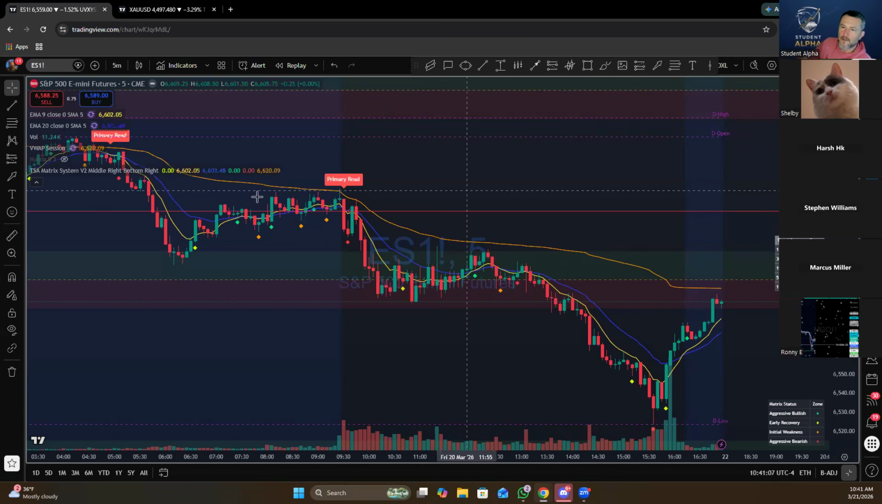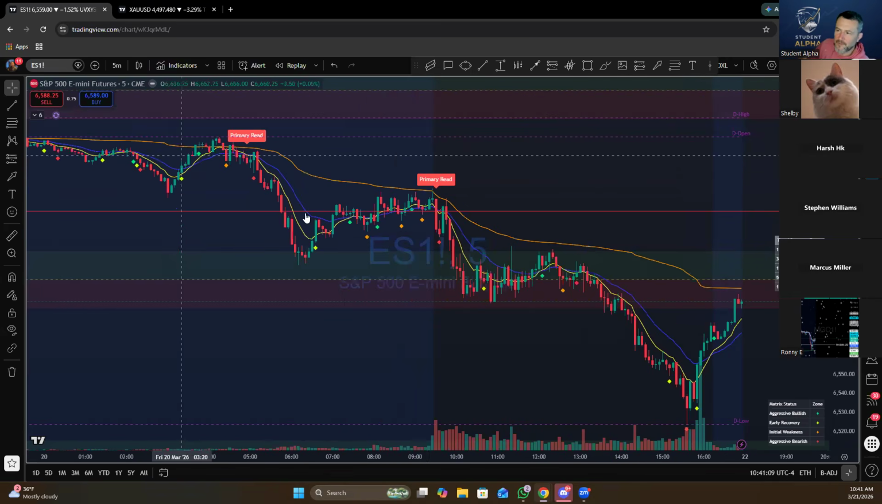But the new updated version won't give you signals where I'm telling you to avoid them. Right? So we've made that cleaner. Harsh has done a wonderful job. You won't see signals in this box. And this is the primary read system. Now, my mean reversion traders will take the opposite read and buy their way out of it. But this is only going to give you the A plus setups.